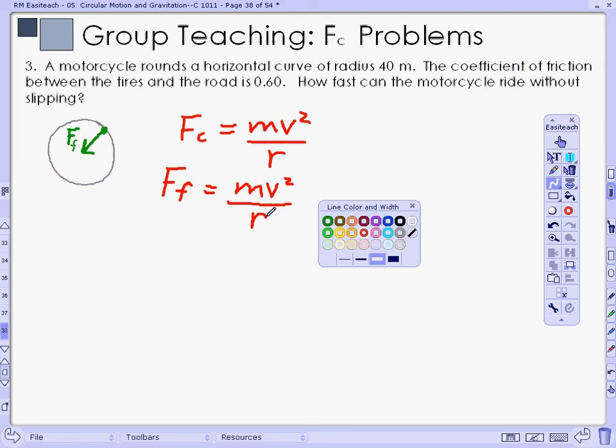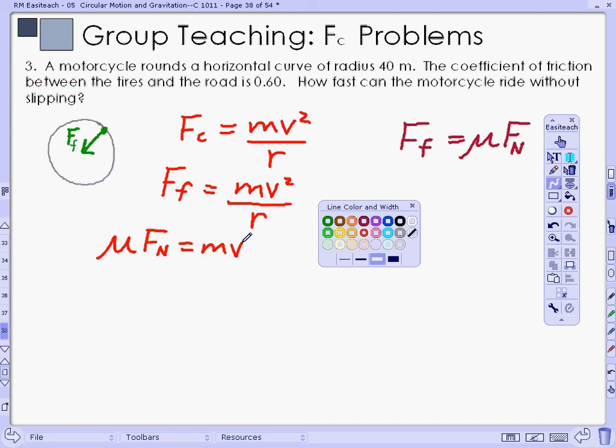Then you look over on the board and you see this equation for frictional force, and it's got some information in it. So you write down that equation for frictional force. And in place of this, I'll put the equation for frictional force. So I just write mu times the force normal is equal to mv squared over r.